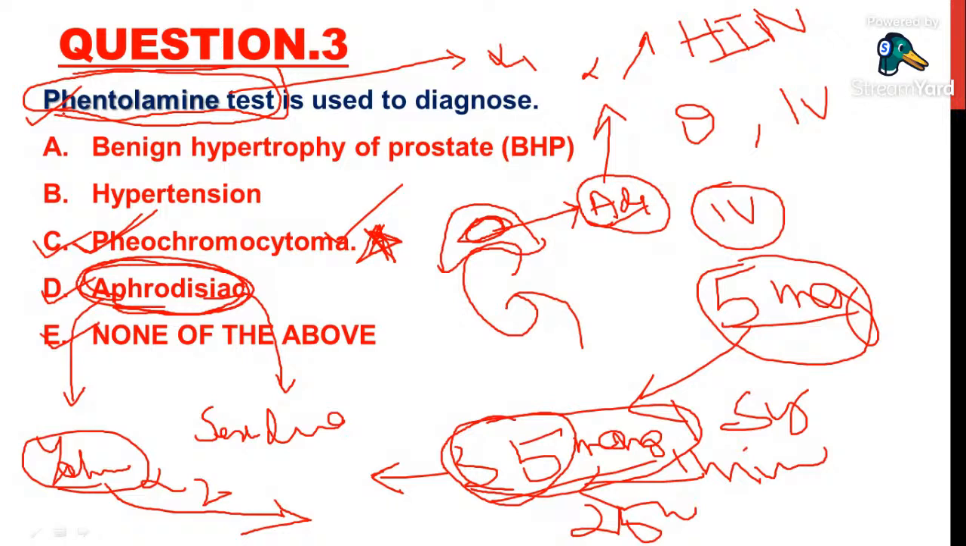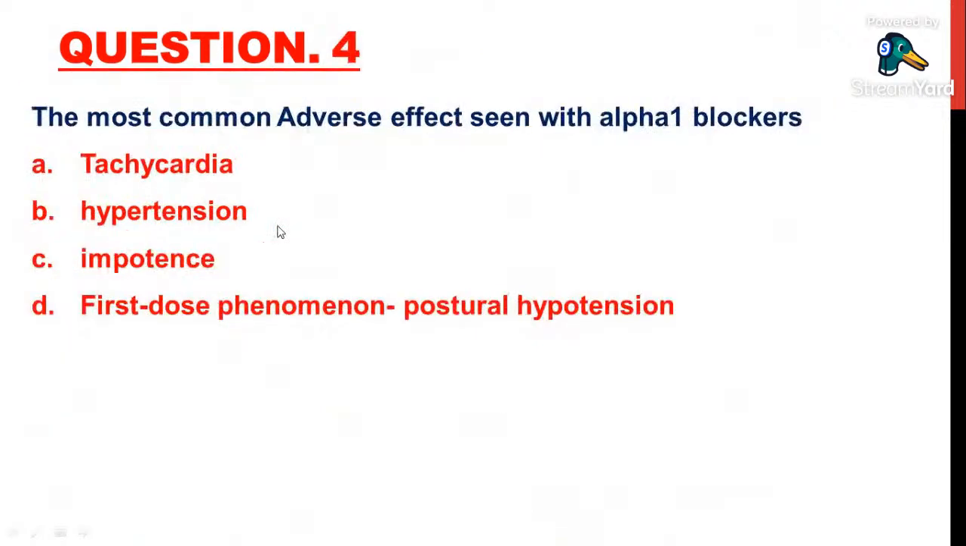Let me summarize. Phentolamine test is used to diagnose pheochromocytoma. In the phentolamine test, a 5 mg phentolamine IV injection is given over 1 minute, and in that time, if systolic blood pressure decreases by 35 mm Hg, that condition is called pheochromocytoma, or that test is helpful to diagnose pheochromocytoma. Simple. And next, fourth question.